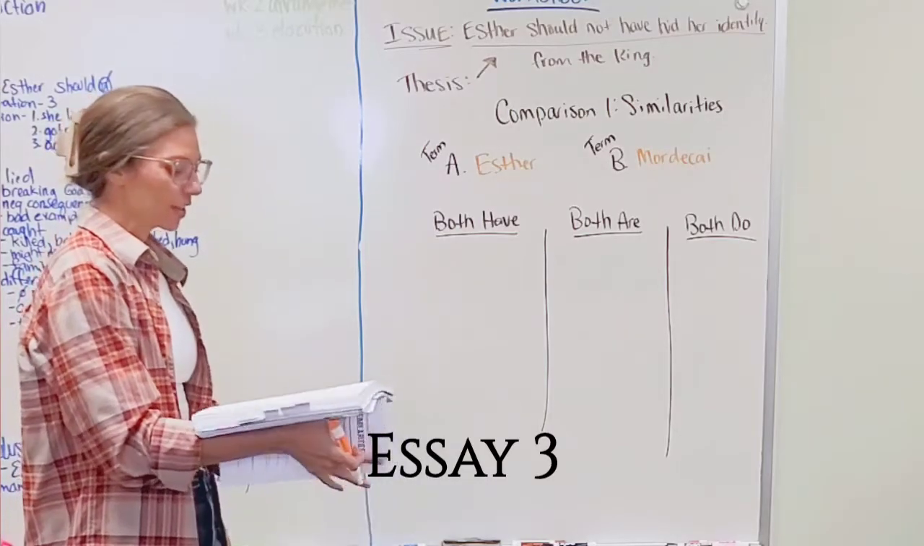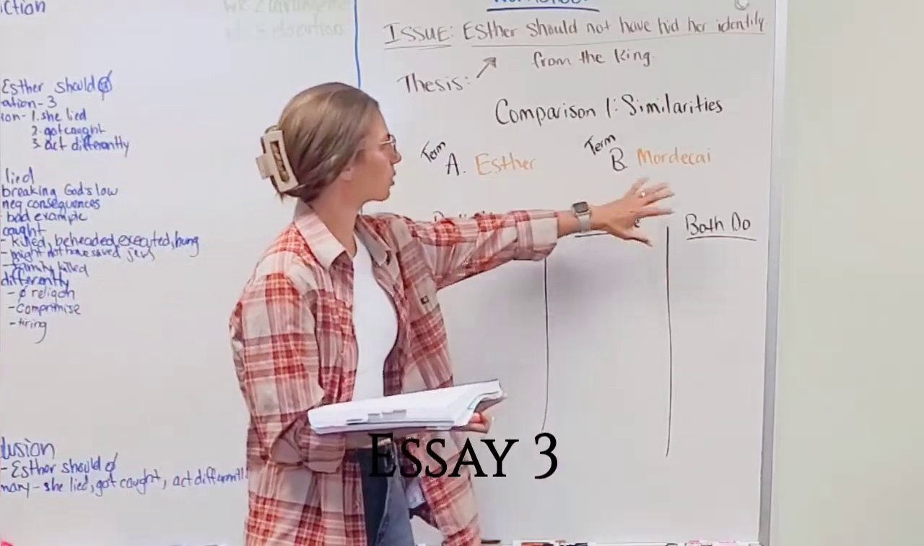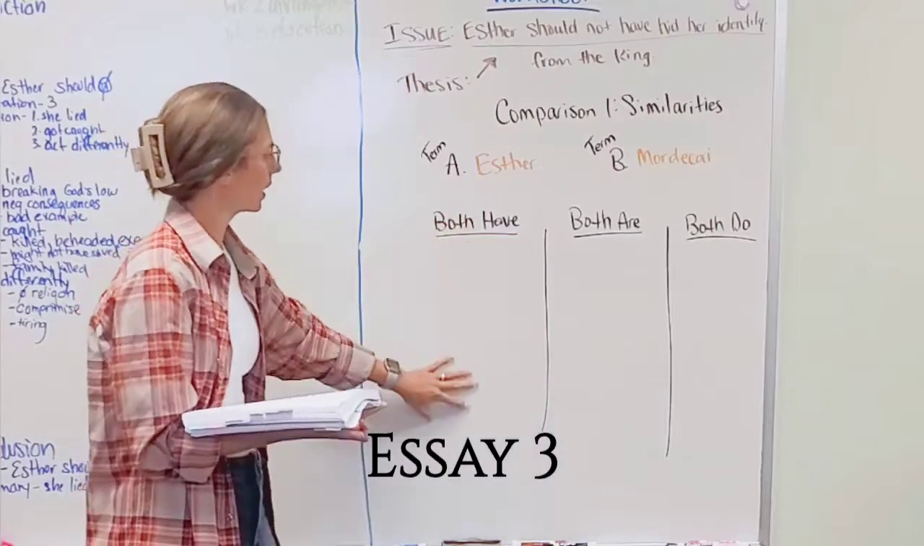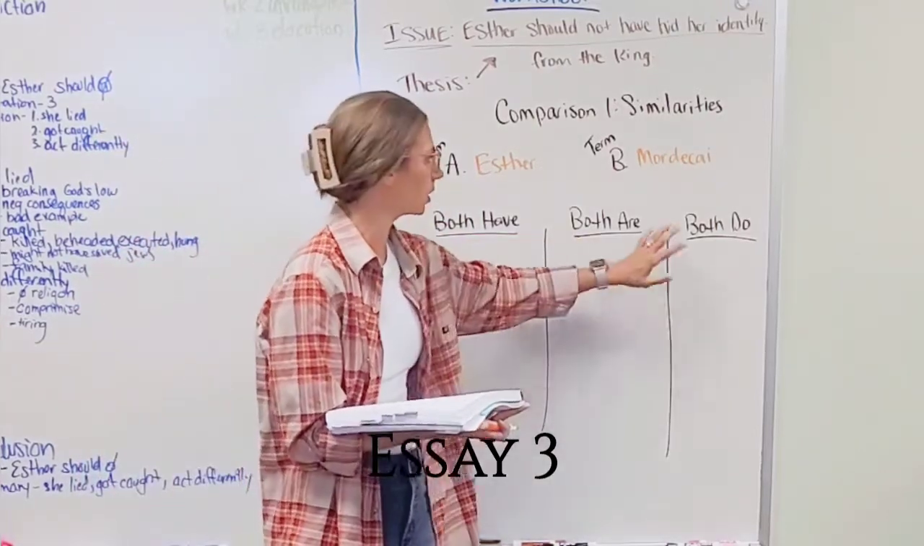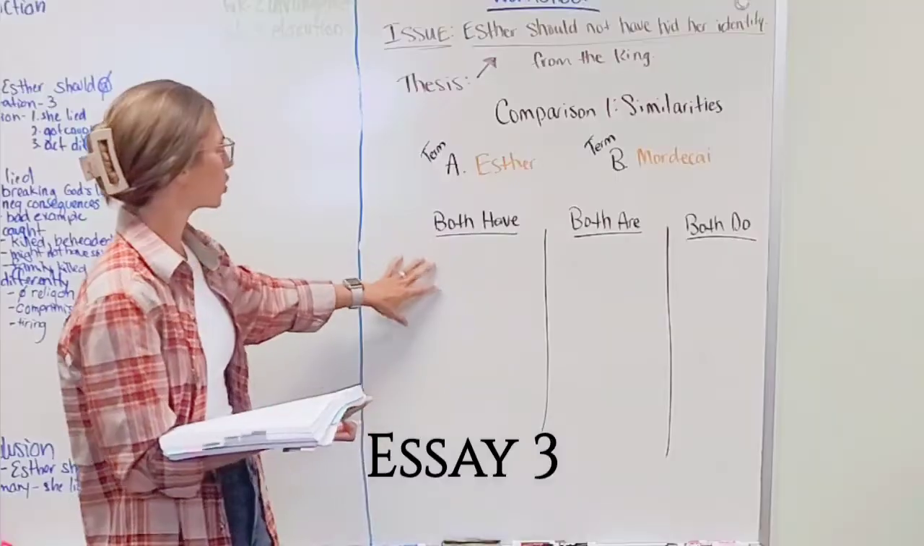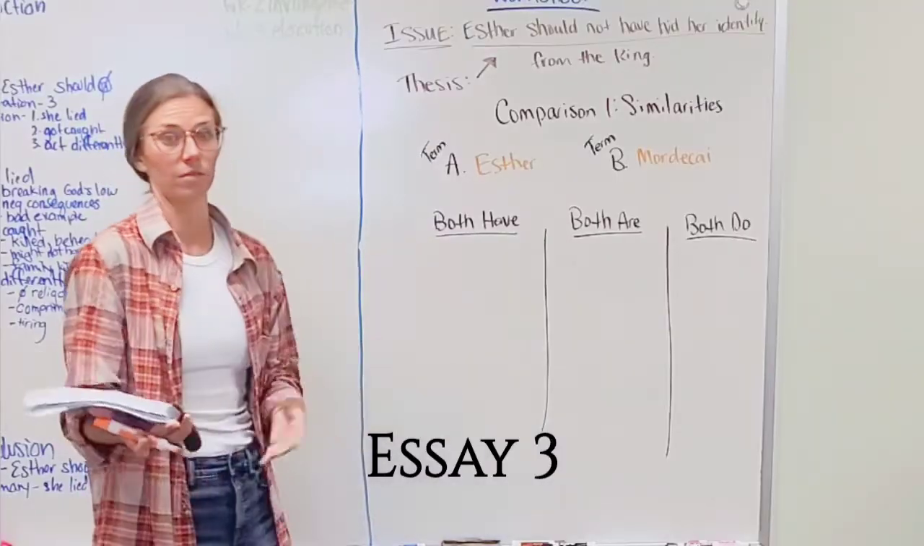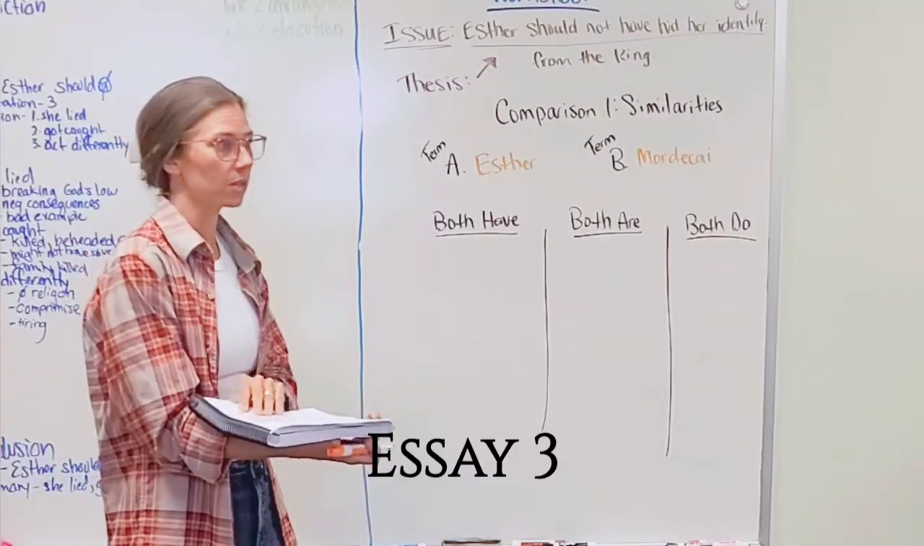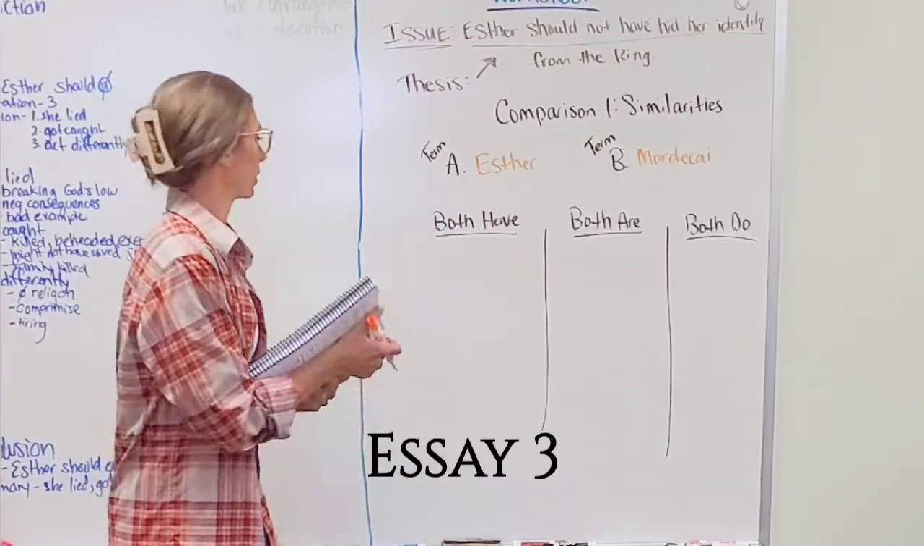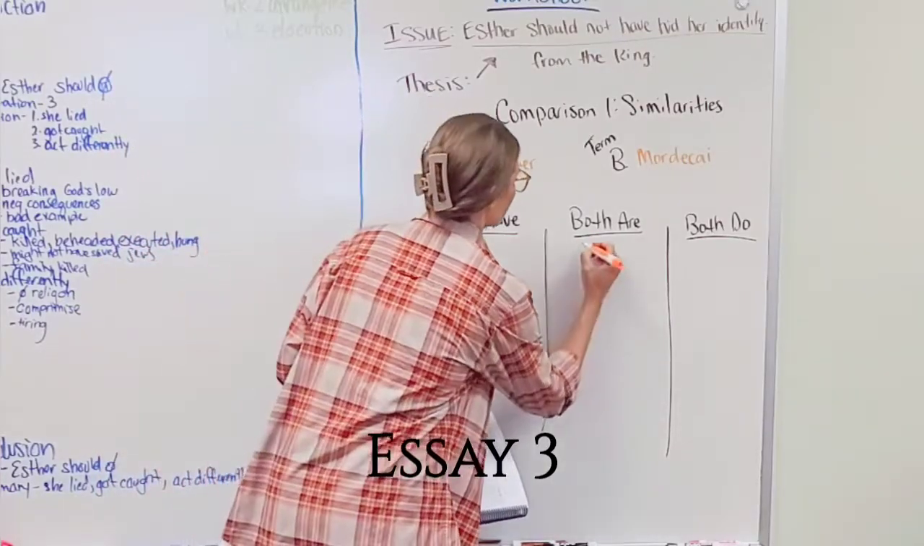Okay. So then we're gonna just look at these two people, Esther and Mordecai, and basically just ask, what do they both have? What are they both? And what do they both do? So Esther and Mordecai both have what? What's something they both have? They're both Jews. Okay. Well, that's what they both are.